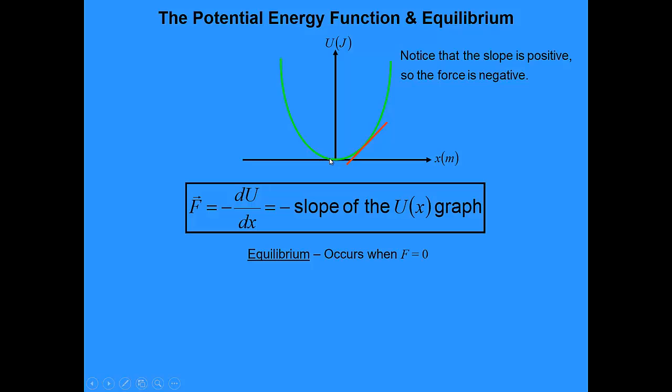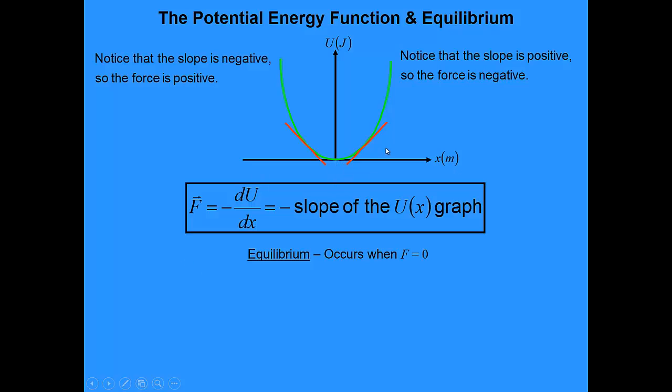In a similar way, if we go a little bit to the left of 0, what kind of slopes do we have? We have negative slopes, but the force is the negative slope. So this would result in positive forces. So we go a little bit to the left, and the force pushes back to the equilibrium position.